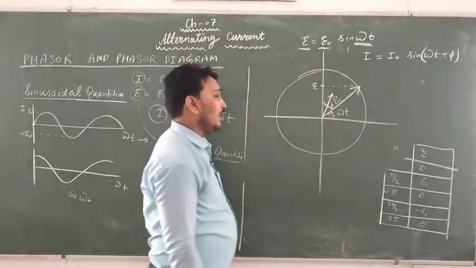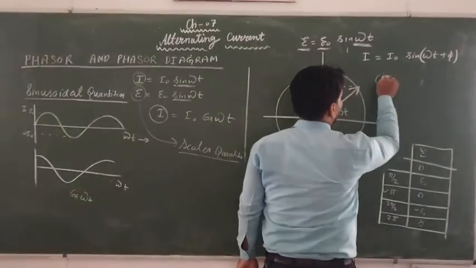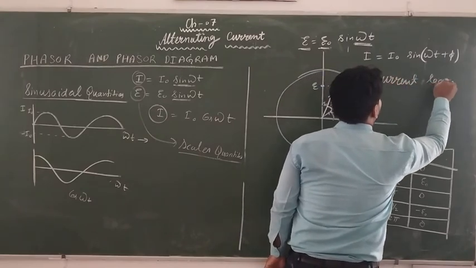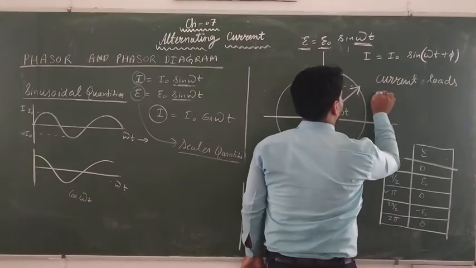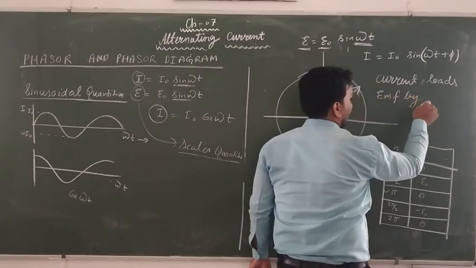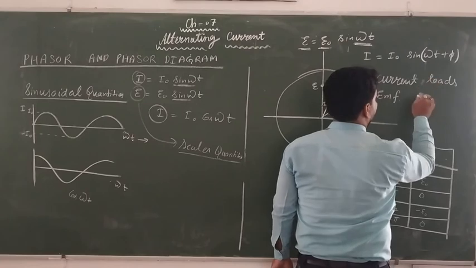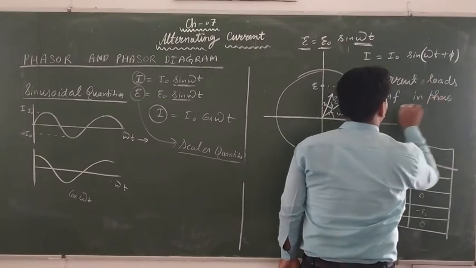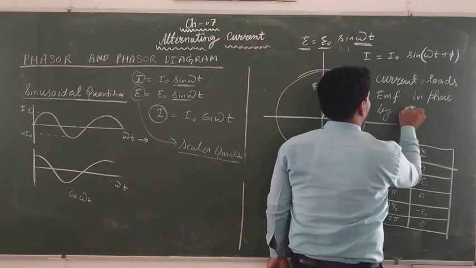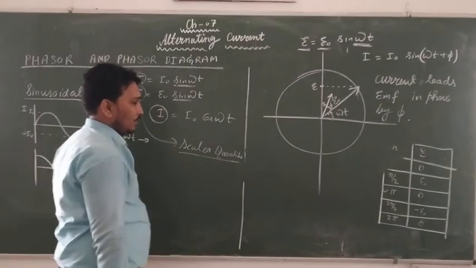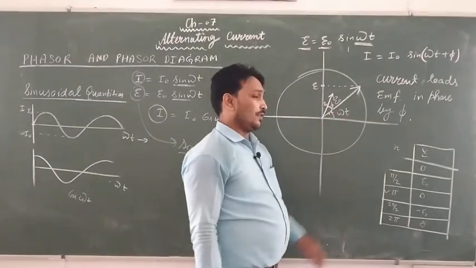Okay, so what we say? We say in this case, current leads EMF in phase by phi. So what is the phase difference between current and voltage over here? The phase difference is phi.